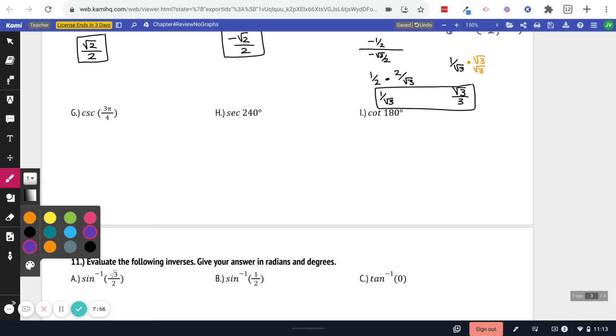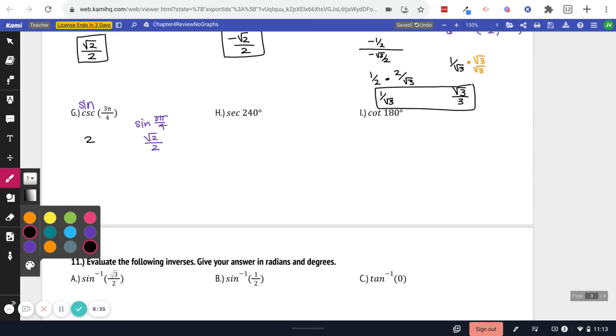Cosecant of 3 pi over 4. So remember, cosecant is related to sine. Cosecant is 1 over sine. So if I want to know the sine of 3 pi over 4, I can get that from my fabulous unit circle. I can go to 3 pi over 4. And when I get there, 3 pi over 4 is in the second quadrant, and we know that sine is y, and so sine of 3 pi over 4 is root 2 over 2.